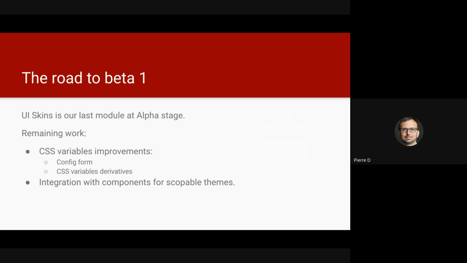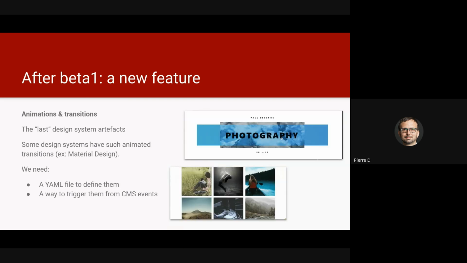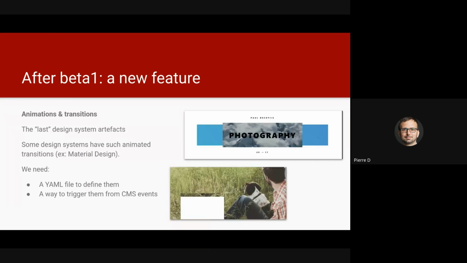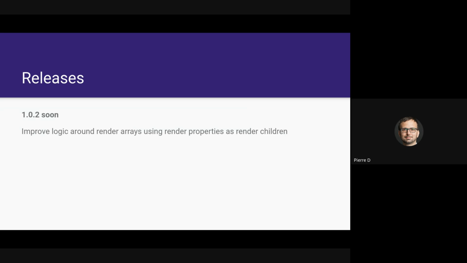UI Skins? No movement. Of course, I know you are very busy on other tasks. Yeah. And also, on my side, I want to propose a new artifact, animation and transition, but it's low priority. I think it will come later in 2025, late 2025. UI Examples, we will release the 1.0.2 soon, as we told you. It's a small release, but it will reorganize the logic, and I think it will unlock a nice capability for later.